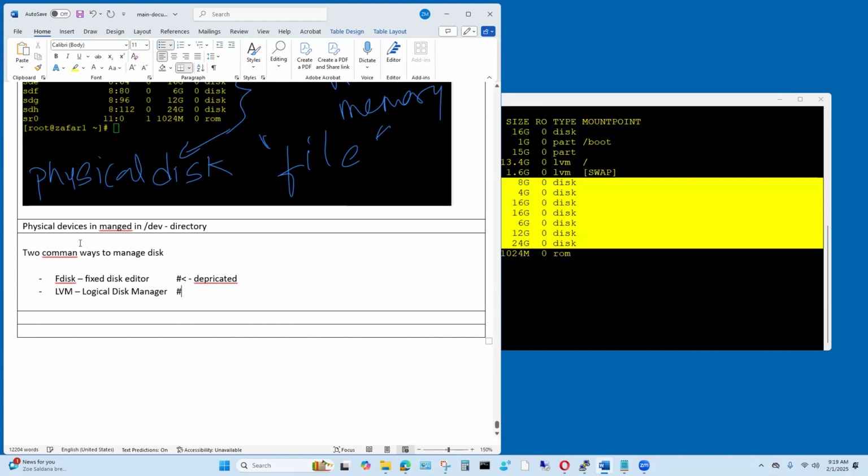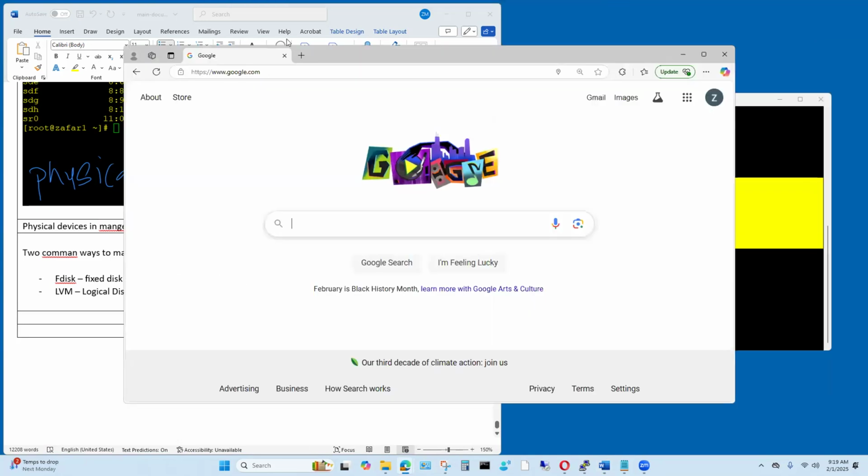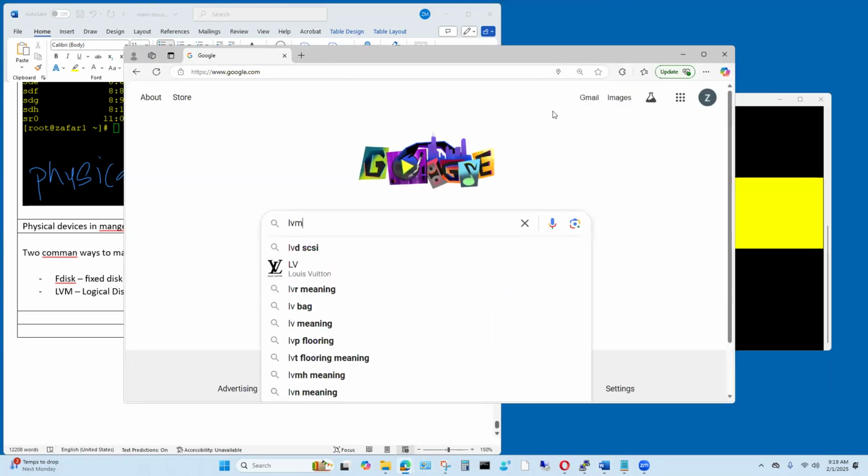LVM is in use now. LVM is not new either, but it's newer than fdisk. fdisk goes into the 70s and LVM, I don't know, the 90s or late 80s. So bring in your trusty Google here, LVM.